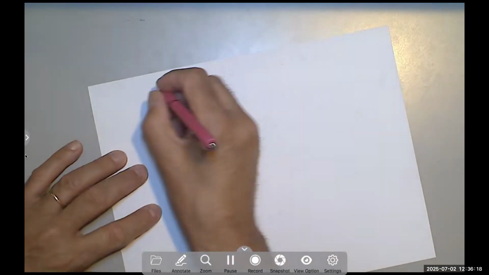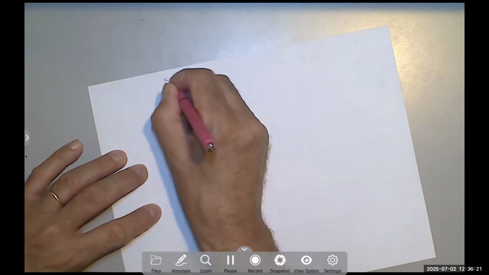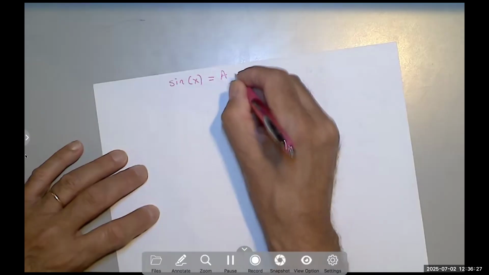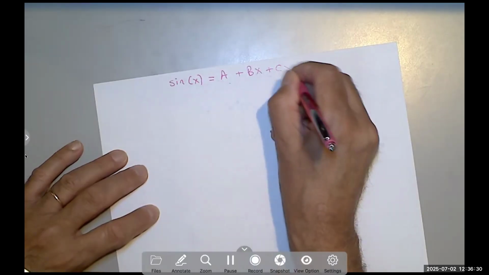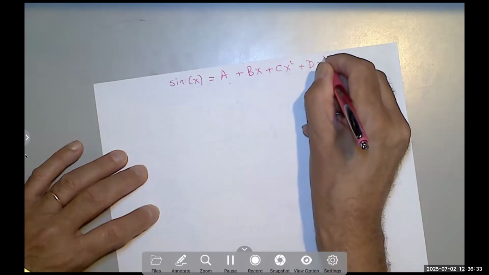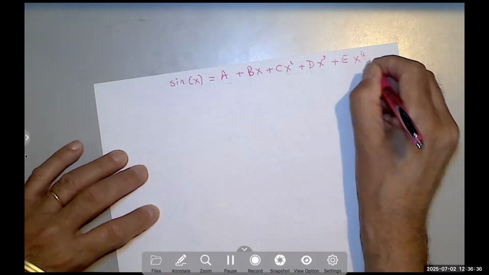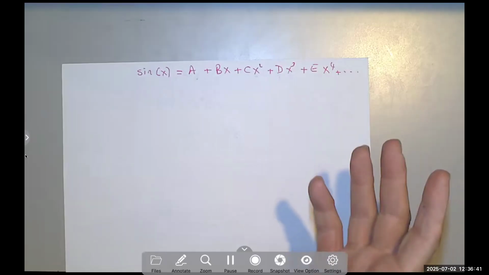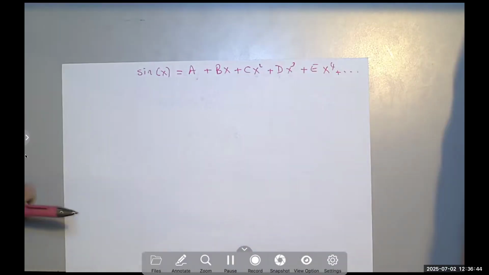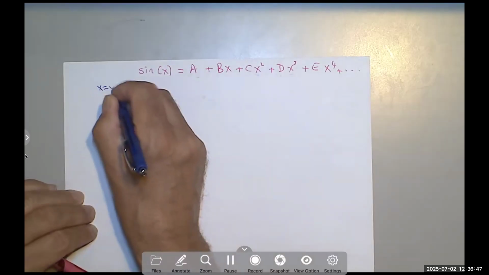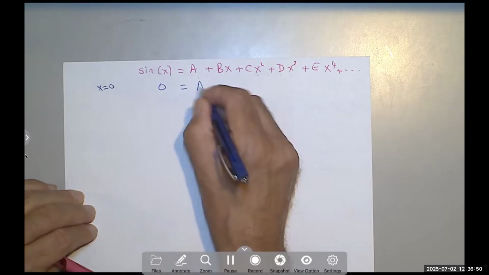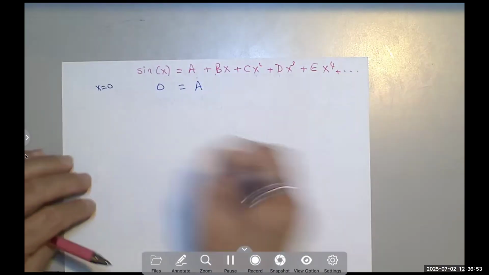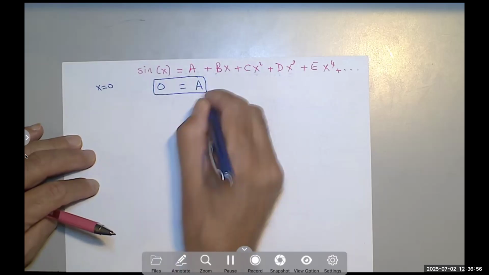Let's take another one. Let's take one we all know, which is, for example, sine x, or cosine for that matter. I know that sine x can be written as a plus bx plus cx squared plus dx cubed, and let's do even ex to the 4. I also know sine of 0 is 0, right? So that helps me to say, let x equal 0, the left-hand side is 0, and the right-hand side is a, plus 0 plus 0 plus 0, so a equals 0. Meaning, I don't have a constant term.